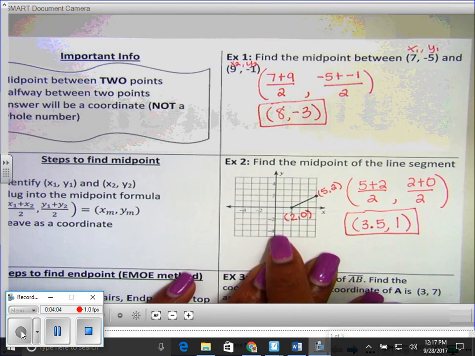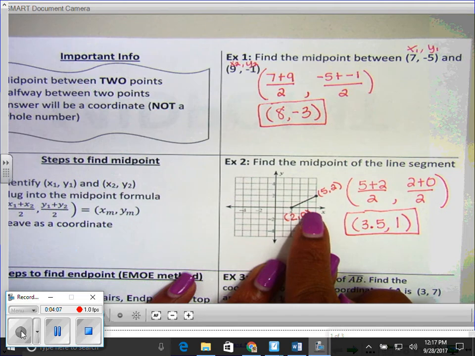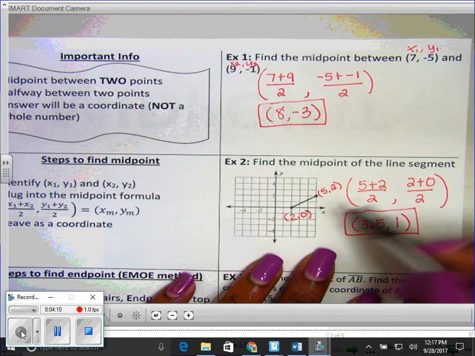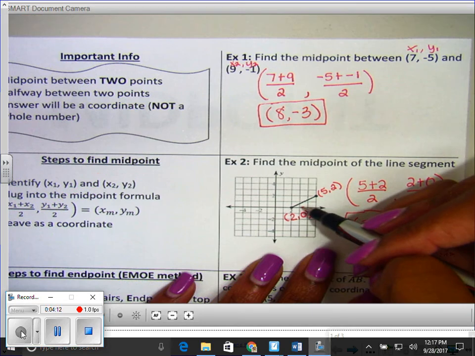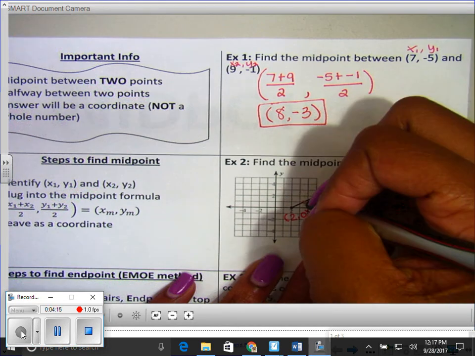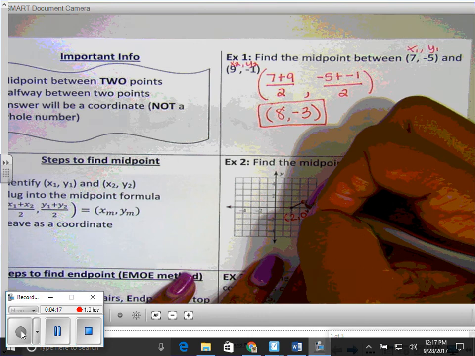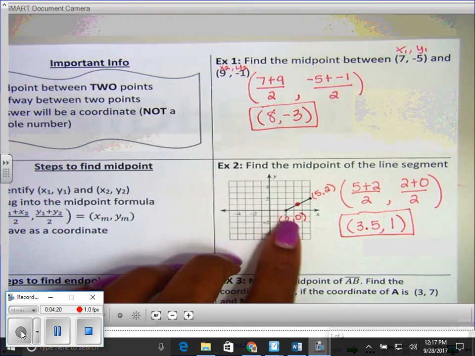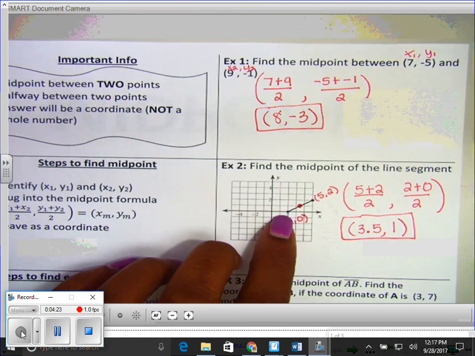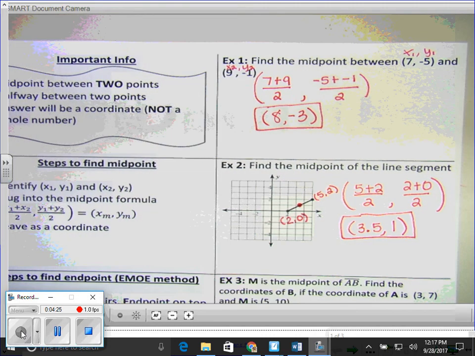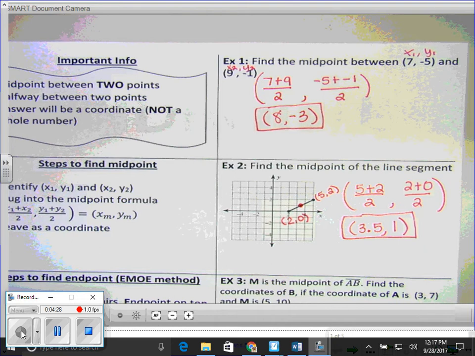And we can actually check this on the graph to make sure it's actually in the middle. So we're going to go over to 3.5. So over 1, 2, 3.5 is in the middle, up 1. So it's right here. And isn't that point in the middle of that line? In the middle between there, right? So if you ever want to check your work, graph what you were given, and then graph the midpoint, and if it's way off, not in the center, then you've done something wrong with your math. If it is in the center, then you're good to go. Okay, that's how you can check your work.